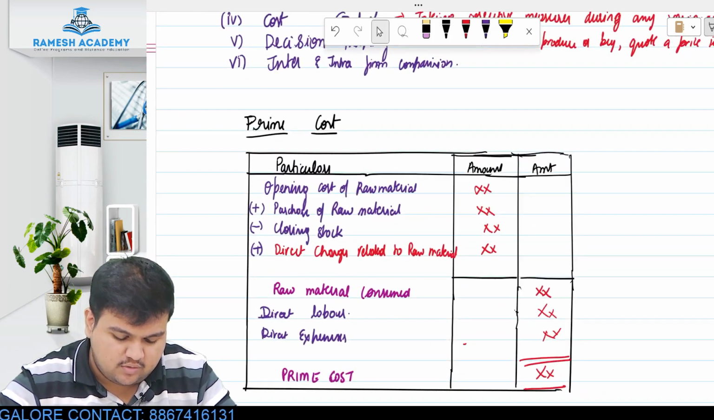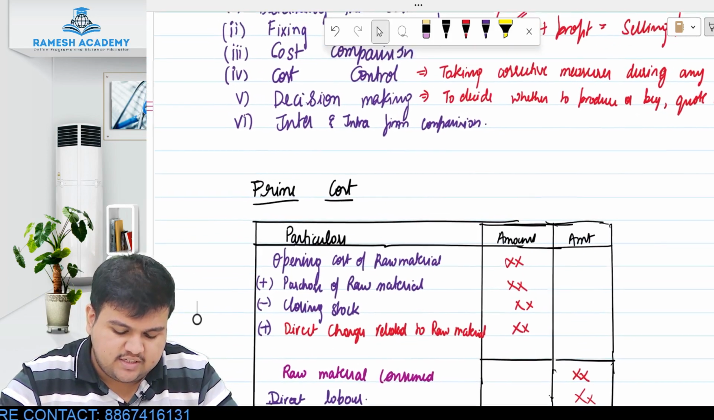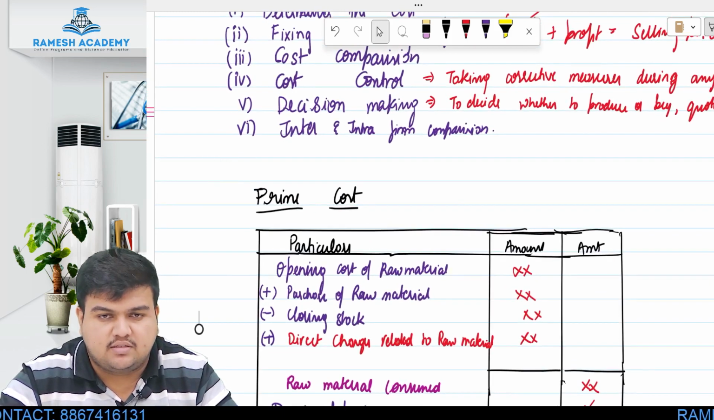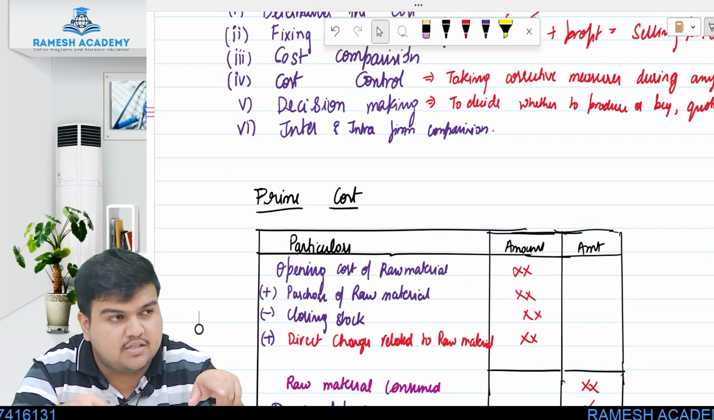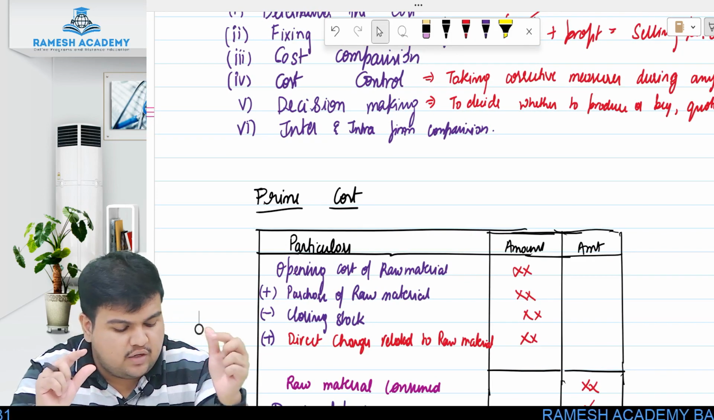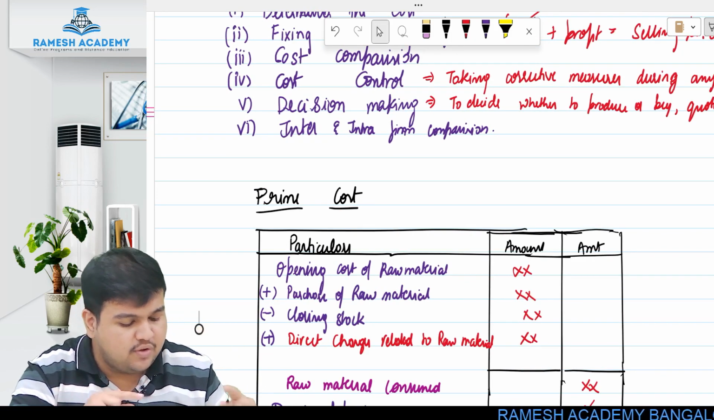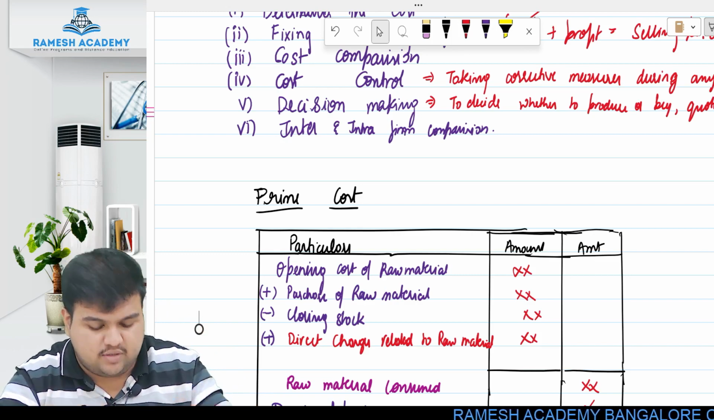Looking over that, the next one is inter firm comparison. For comparison between the different departments, you need a cost sheet. You need the value of the cost. Then when it comes to inter firm comparison between two companies, you need to calculate that.